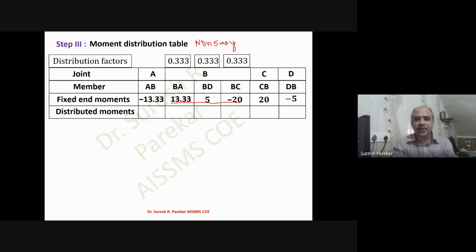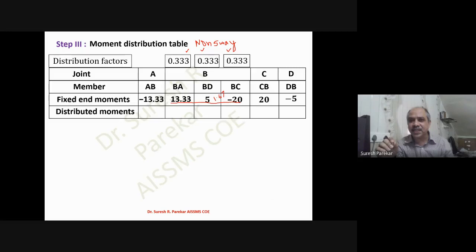So you have balance value as minus 1.67. To balance it, I have to apply 1.67 in the opposite direction, because this is unbalanced. So I apply 1.67 over there, and therefore 1.67 is now the balanced moment. We multiply this balanced moment by the distribution factor, because we have to distribute this moment among the members as per their stiffnesses.